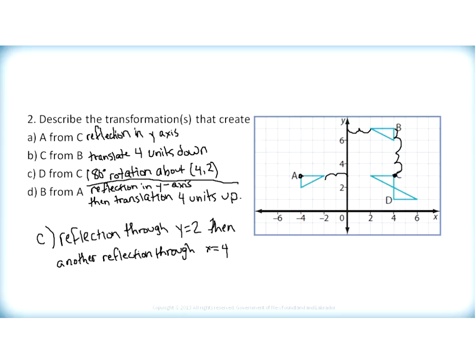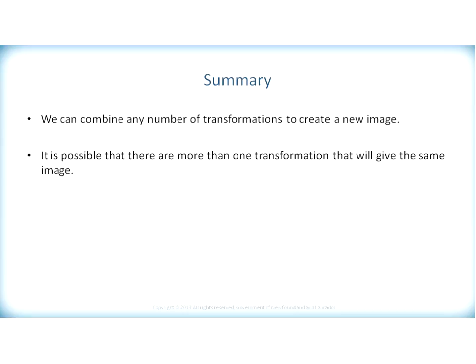And again, we're seeing that we can do all kinds of different types of transformations. Reflections, translations, and rotations are all accounted for here. So to summarize, we can combine any number of transformations to create a new image. And it is possible that there is more than one transformation that will give the same image, like we saw in example D in question 2.